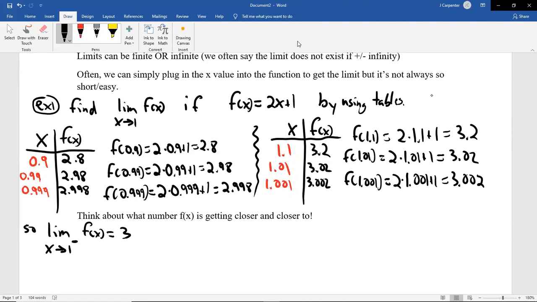So this right here represents us approaching the value of 1 from the right side, because we're using values to the right of 1. I didn't mix and match. I only approach from the left and I only approach from the right when I'm doing these tables. So the limit of our function as we approach 1 from the right side, 3.2, 3.02, 3.002, seems to be 3. Now, in order for a limit to exist, these must match. The left and the right sides must match.